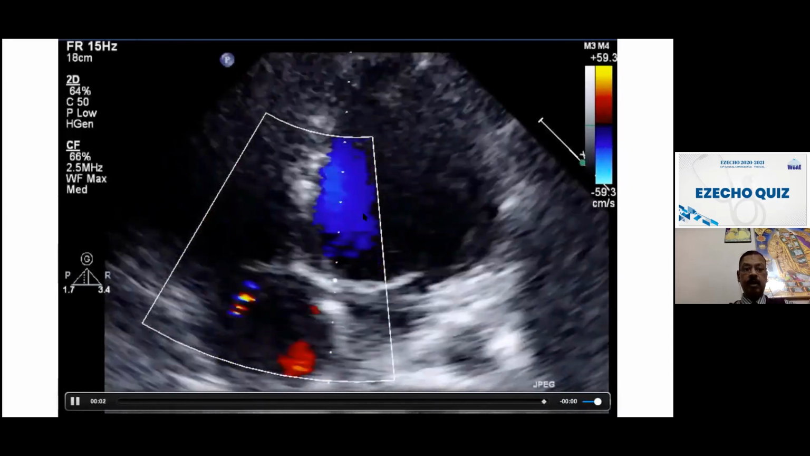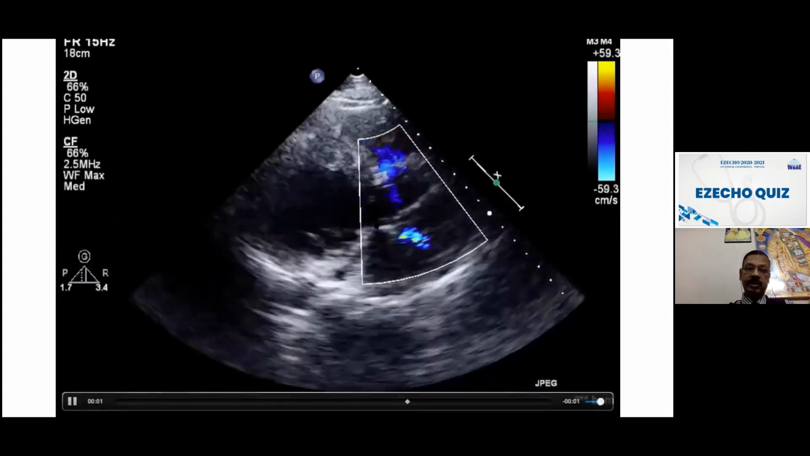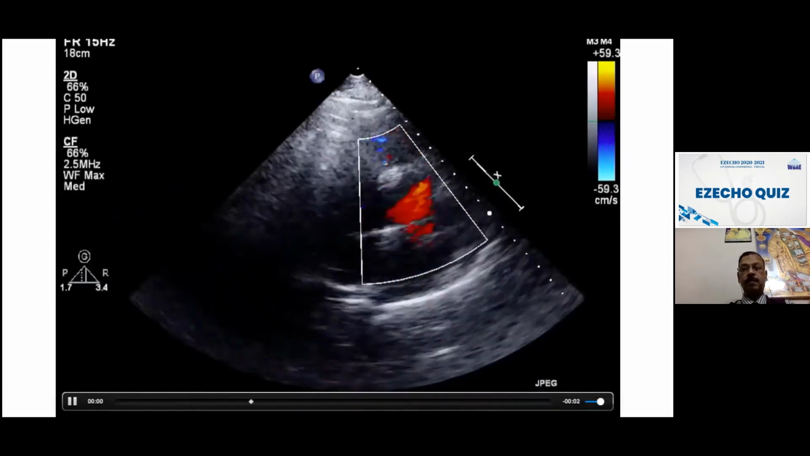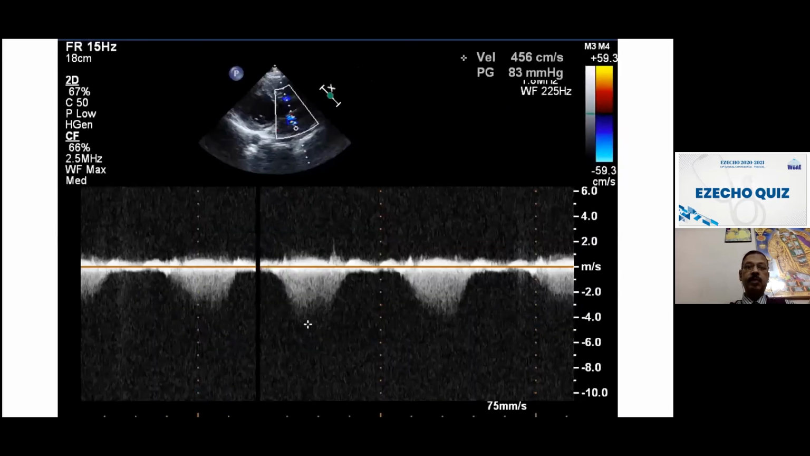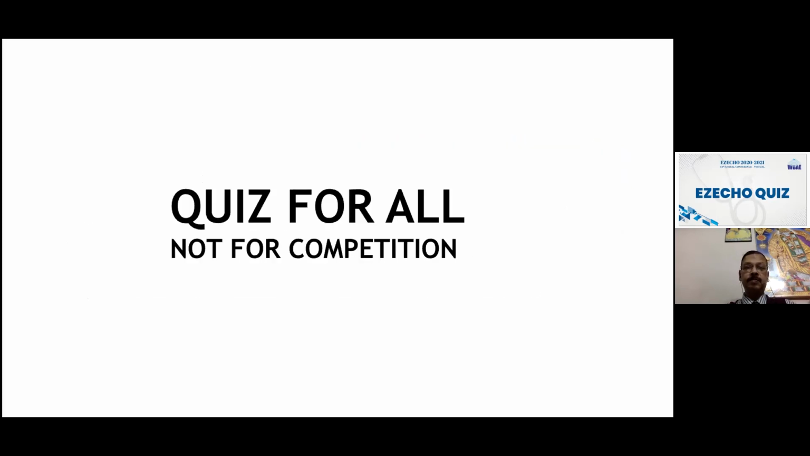This is coming here. And when you go to this area, you can see directly from the aorta to the left atrium, there is the aortoatrial fistula. And the gradient of the aortoatrial fistula is also going to 4 meters, the same thing. So this is the aortoatrial fistula.